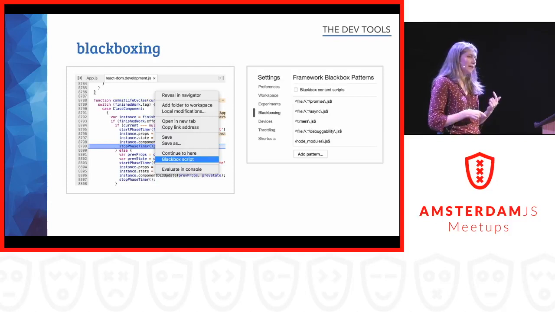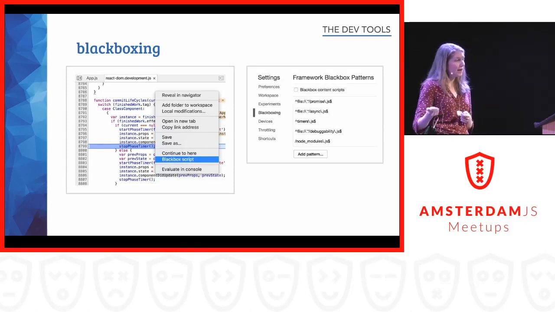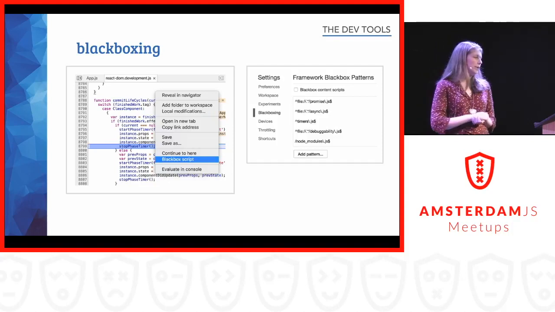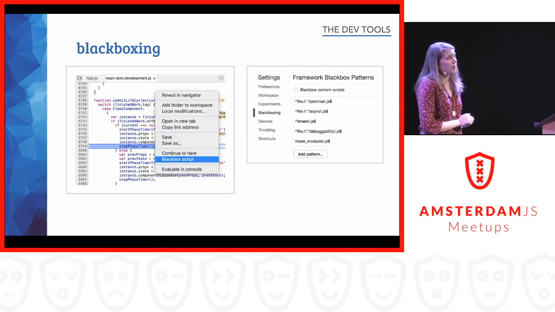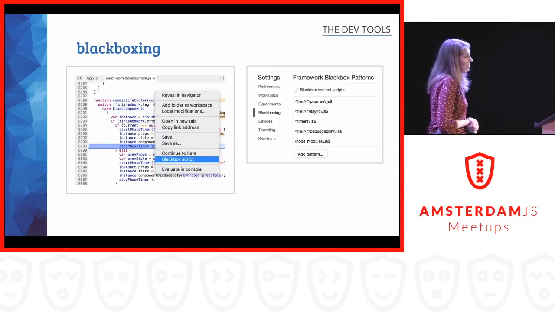This way, the next time that I step through a function that hits that file, the debugger will simply ignore it, and I can focus on my application code. You can also include patterns in the DevTools settings here, so I can blackbox entire folders, like node modules, for instance.